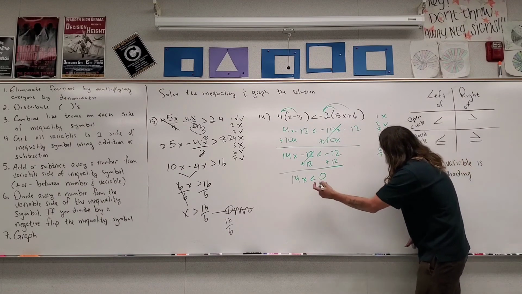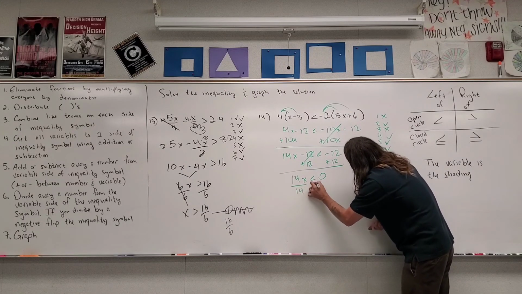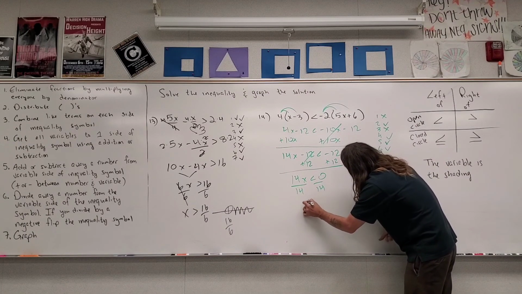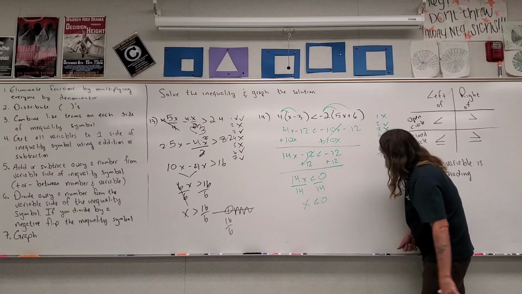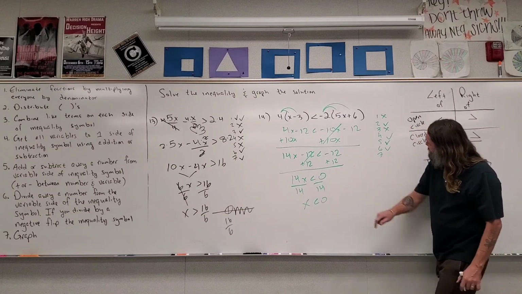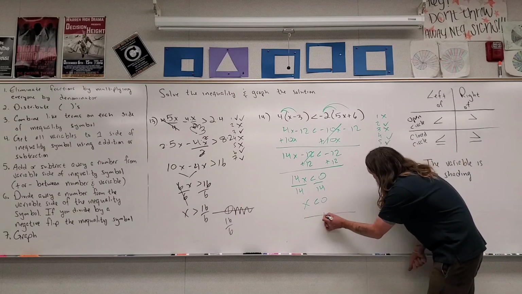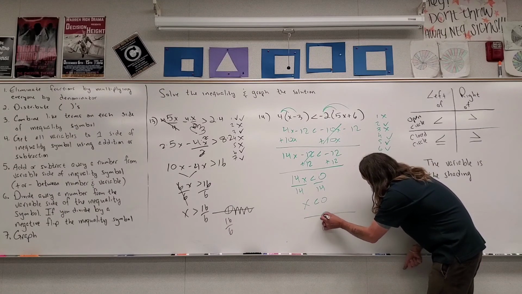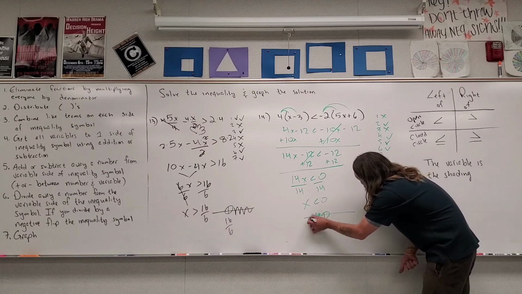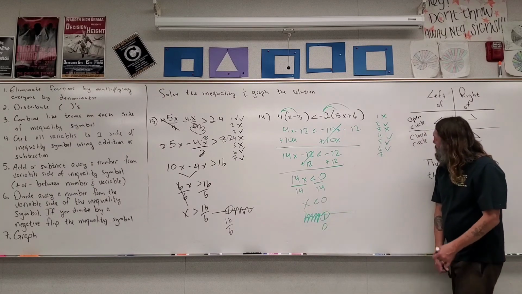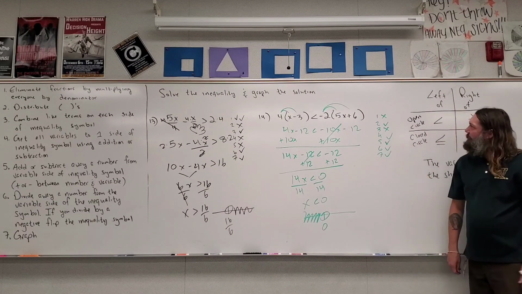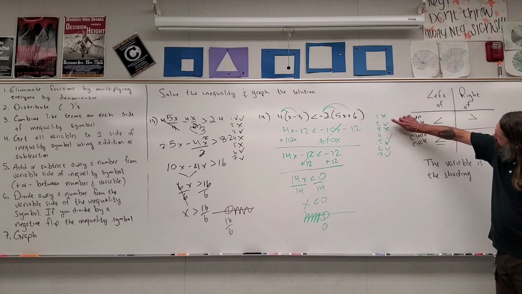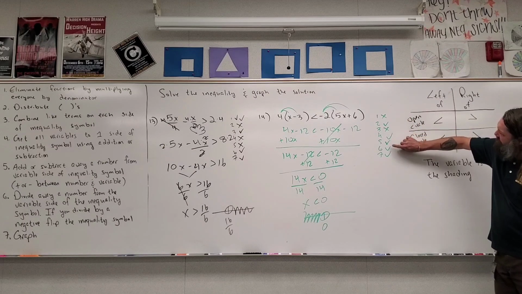I have to divide away that 14. And the shading is left of 0 because 14 goes into 0 zero times. So let's go ahead and graph this. There's my 0, open circle, and I shade to the left. And that's the last problem on this review. On problem 14, I want to see that you can do step 2, 4, 5, 6, and 7.